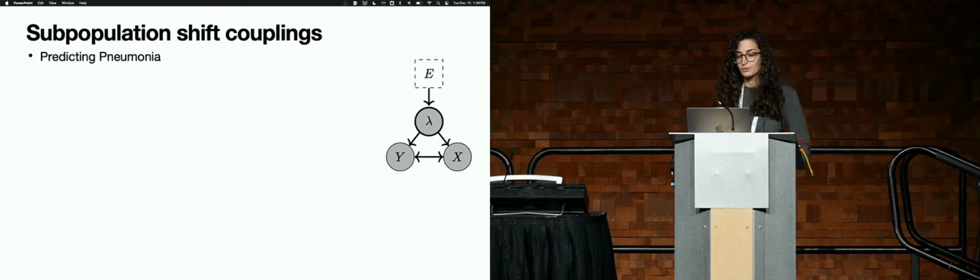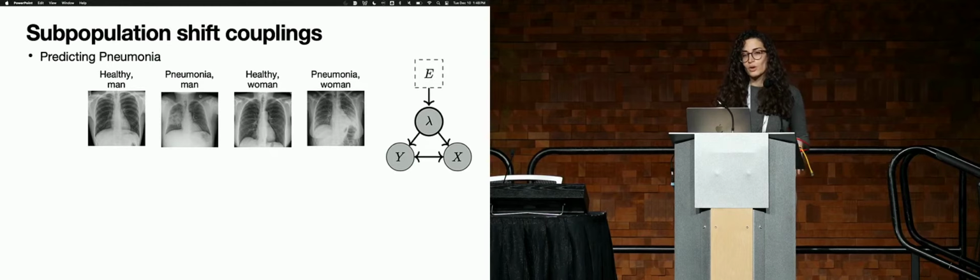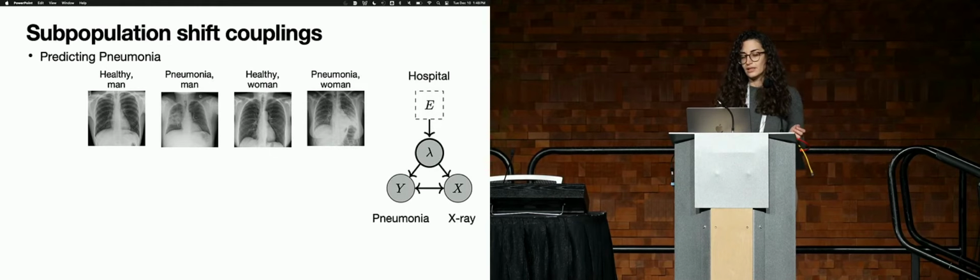So I'll go through that example really quickly. Here, again, our goal is to predict pneumonia from images. What we might have in our data is 4 different types of subpopulations. First is men who are healthy, second, men who have pneumonia, women who are healthy, and women who have pneumonia. In this case, X, our inputs, are the X-rays, Y is the pneumonia status, and both X and Y are affected by the environment through this vector lambda, which defines the subpopulations.